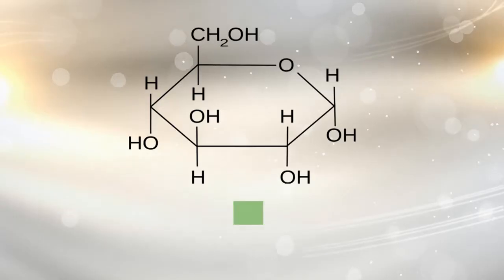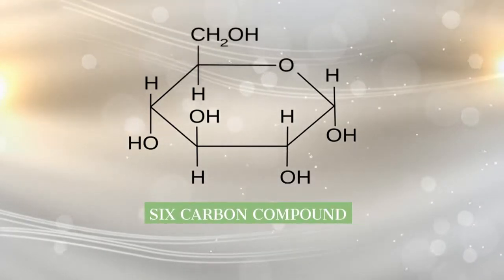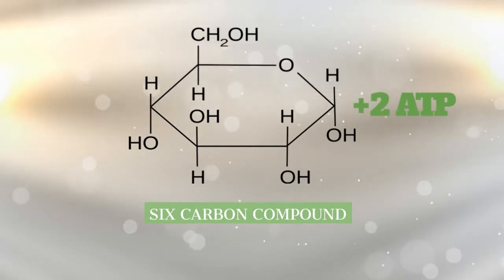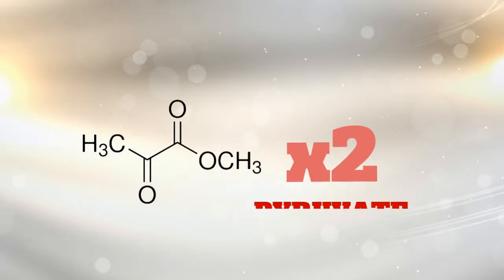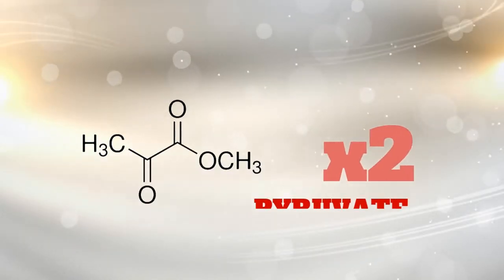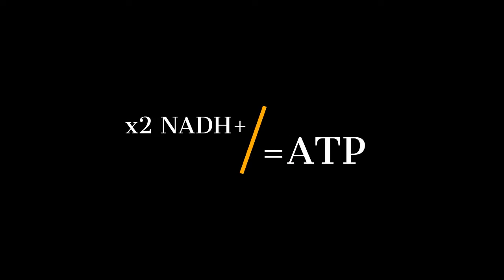So we take the glucose molecule, which is a 6-carbon compound, and we combine it with 2 ATP molecules. The glucose then gets split into 2 3-carbon molecules, which are called pyruvate. This process also creates 2 NADH molecules, which are used later to create more ATP.